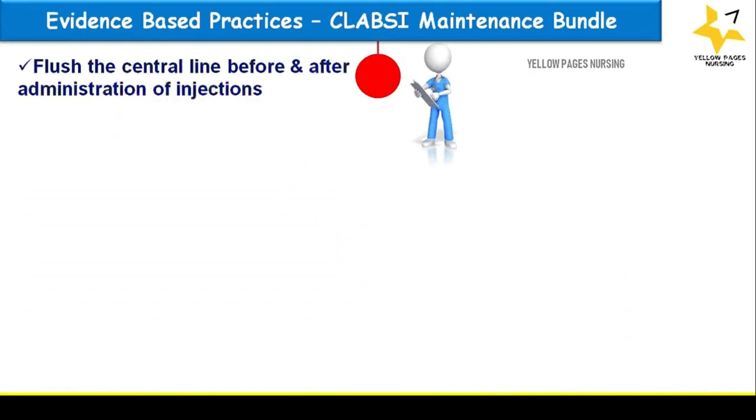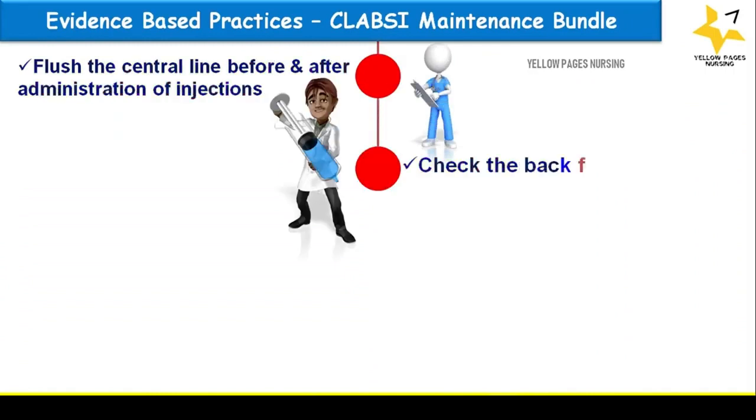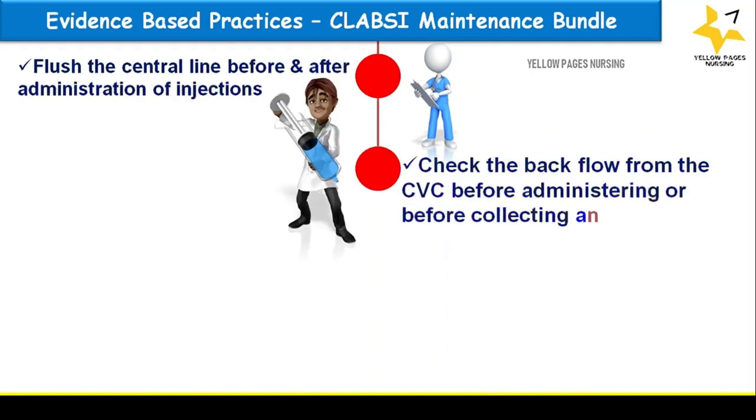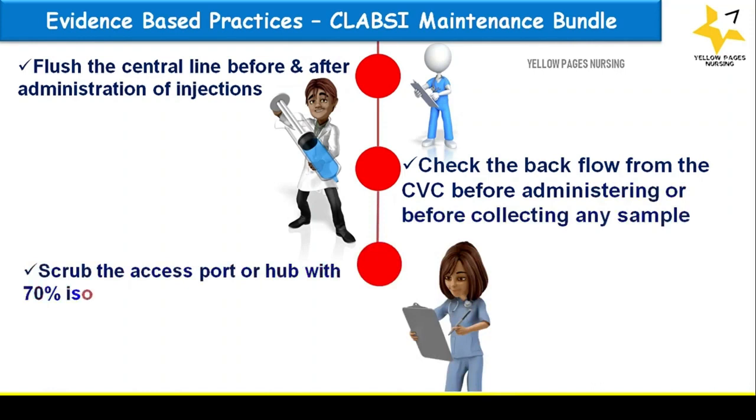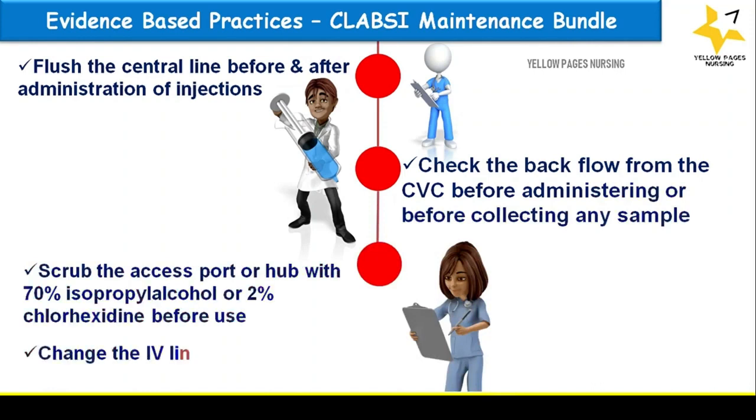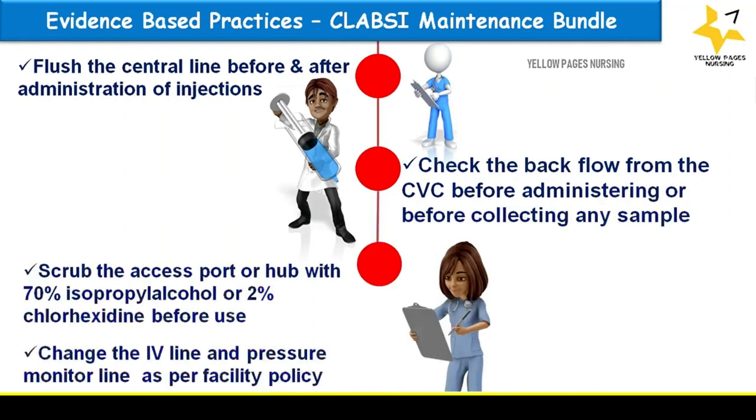Check the backflow from the central venous catheter before administering or before collecting any sample. Scrub the access port or hub with 70% isopropyl alcohol or 2% chlorhexidine before use. Change the IV line and pressure monitor line as per facility policy. These evidence-based interventions we have discussed so far have been gathered overall, which may vary according to the institutional policies.